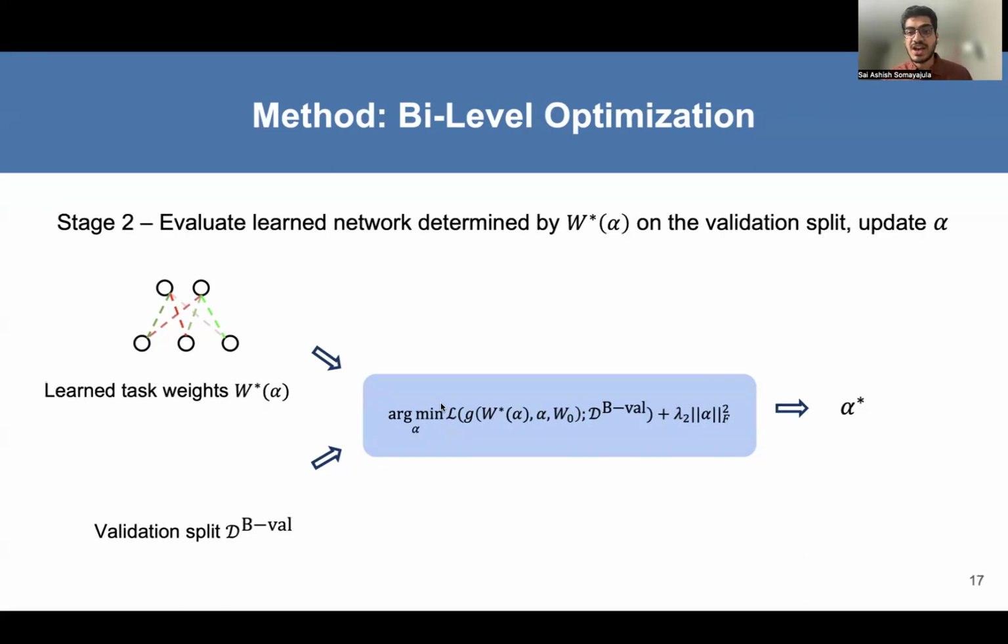In the second stage, we evaluate the network determined by W star of alpha on the validation split and update alpha. Weight decay on alpha encourages the alpha values to be close to 0, thereby encouraging a higher contribution from the pre-trained weights in the resultant weight representation.